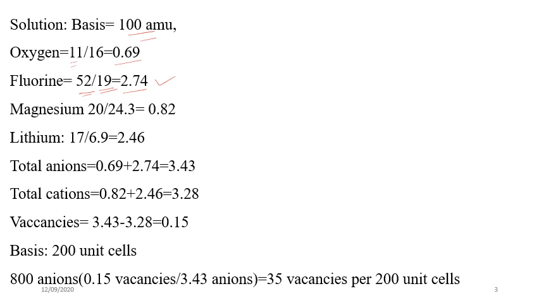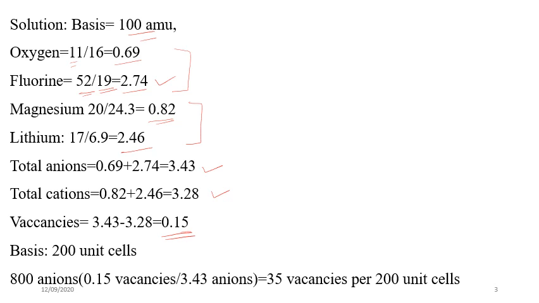Similarly, the number of magnesium ions will be 0.82, and lithium ions are 2.46. So here we will take the total anions and total cations separately. You can see there is some difference in the total number of anions and total number of cations. Whatever that difference is, that difference corresponds to vacancies.